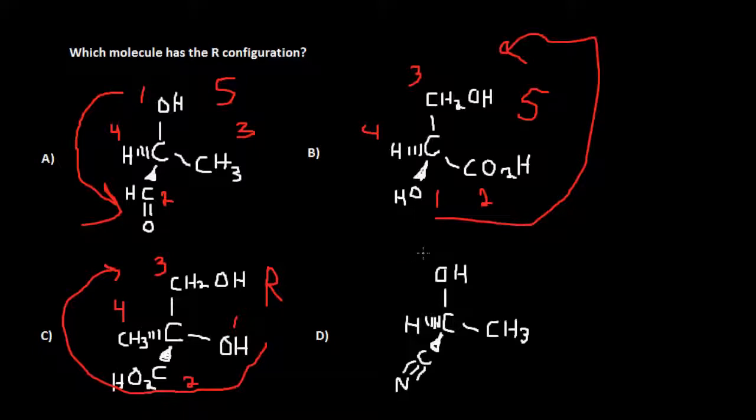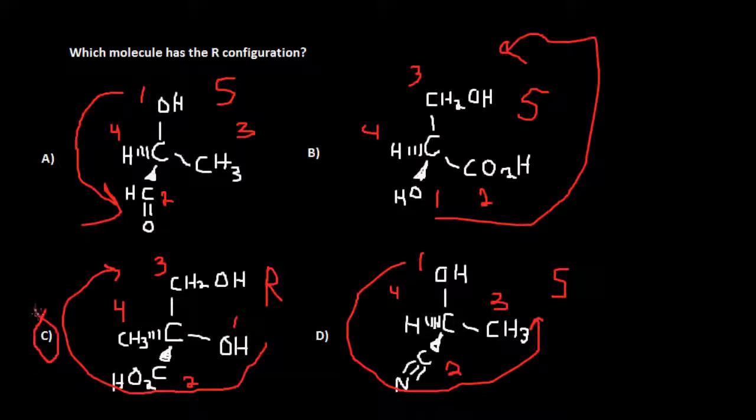Let's check the other one. This one is 1. This C is attached to three N's, with three bonds to N, so that makes that priority 2, then 3, 4. The 4 is in the back, right here. That again is a left-hand turn, if you make that motion on your car steering wheel. So that's S. So for all these, that leaves C as the answer.